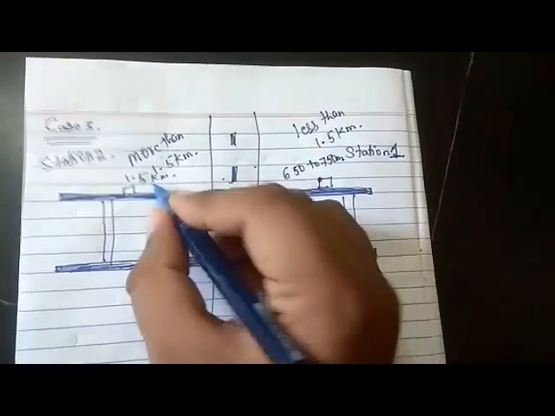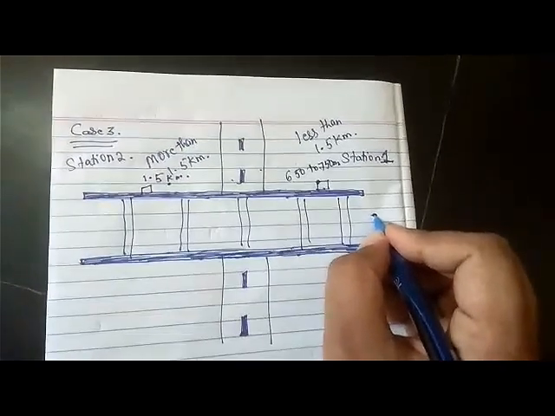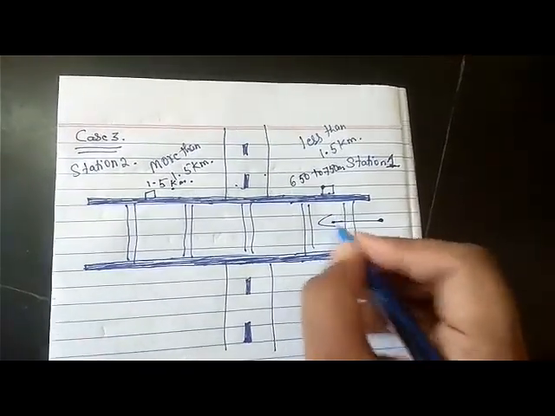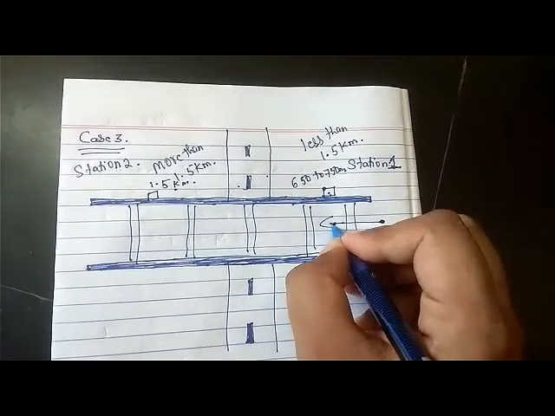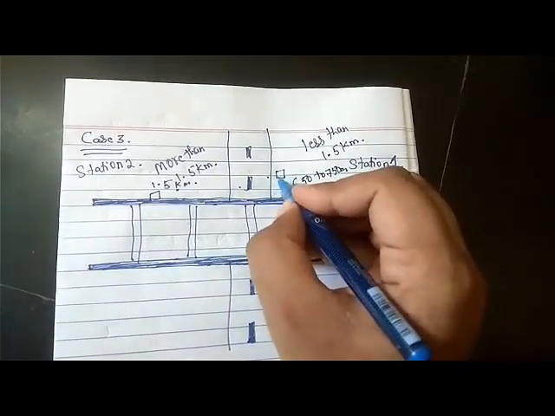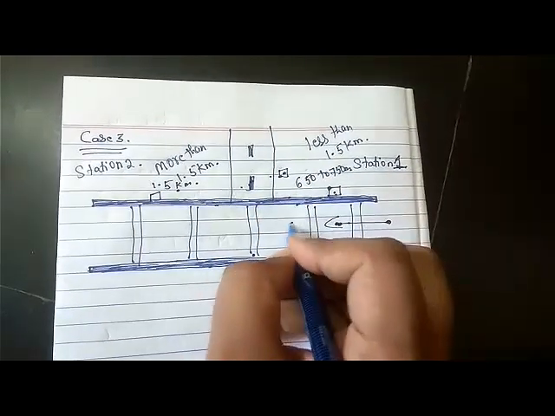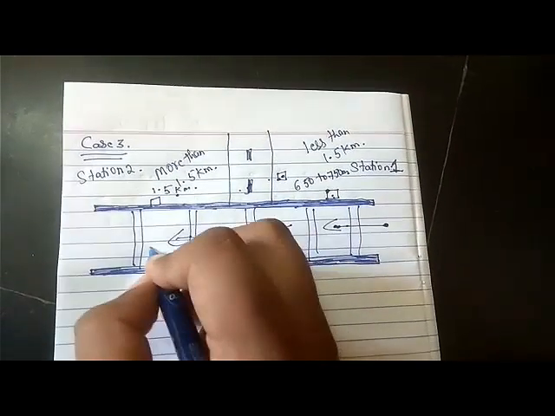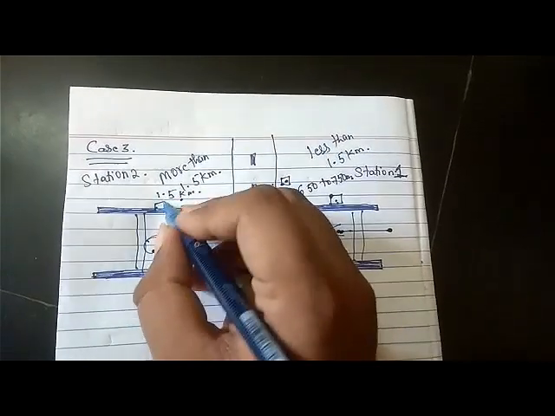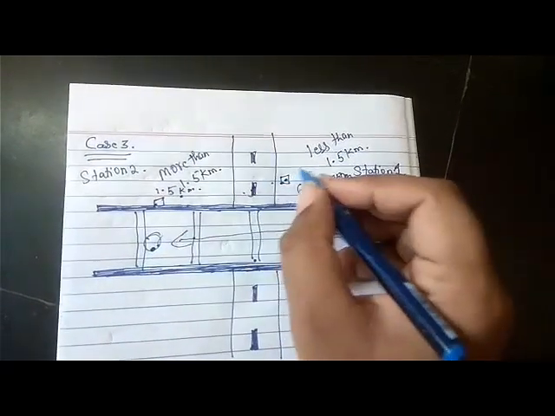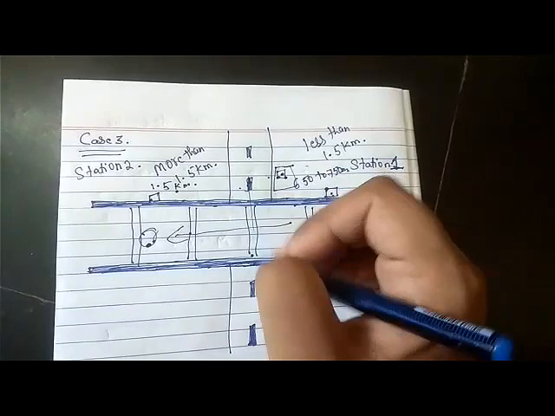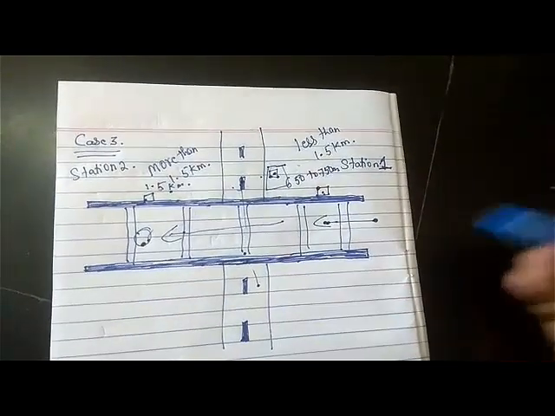Whenever the train is moving, the sensor will detect the train and it will show a red signal at the level crossing. At that time the traffic will be stopped, and when the train moves continuously and reaches this particular point, the sensor will detect the train and it will show a green signal. At that time the traffic will be cleared. This is case 3.